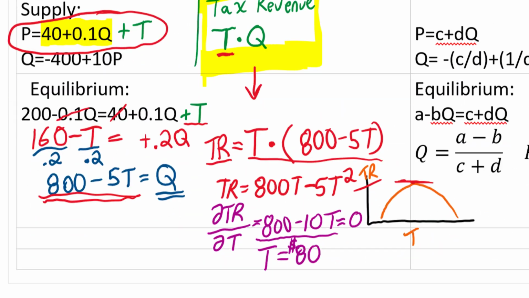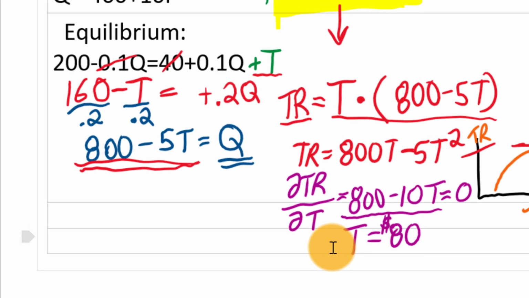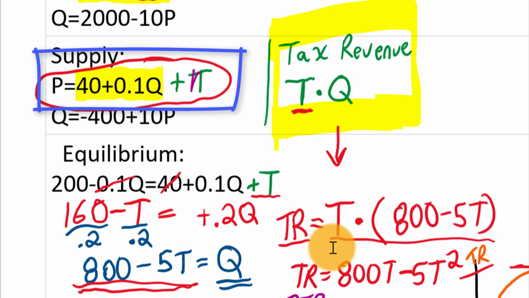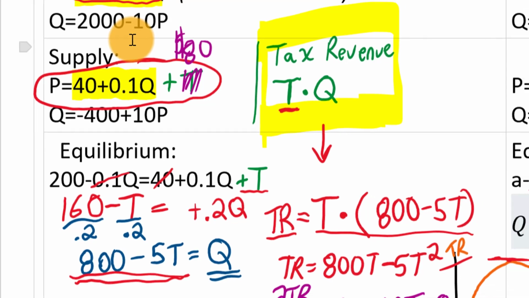Interesting. Let's just verify this using our equations here. So if the tax level is $80, then we can go back and plug that into our equations over here. Instead of a general T, we could plug in $80, and we could solve those equations just like we did before, and we could verify everything that we just found out. I'll leave that as an exercise.